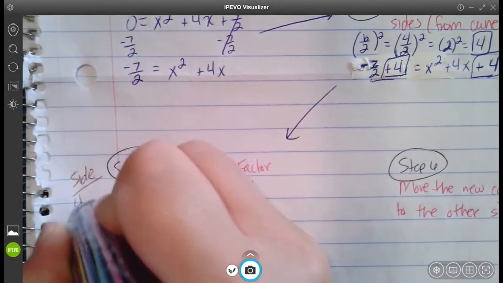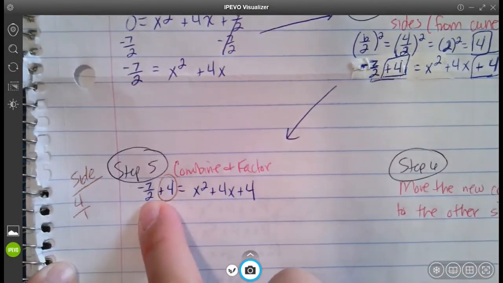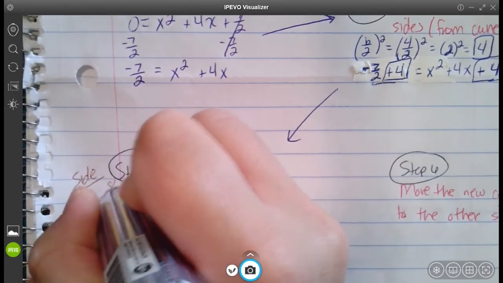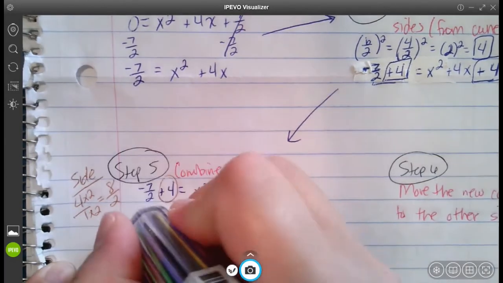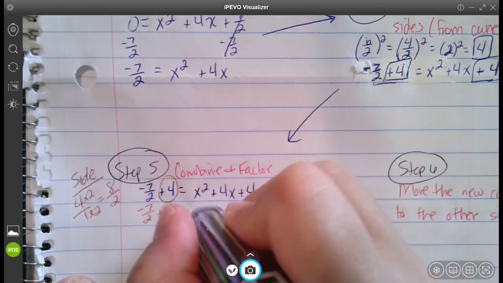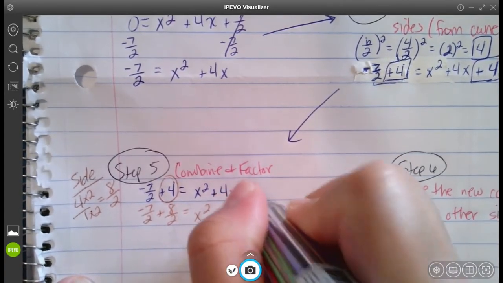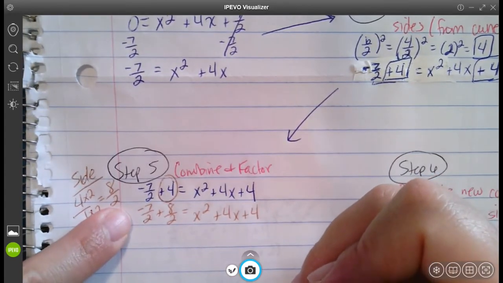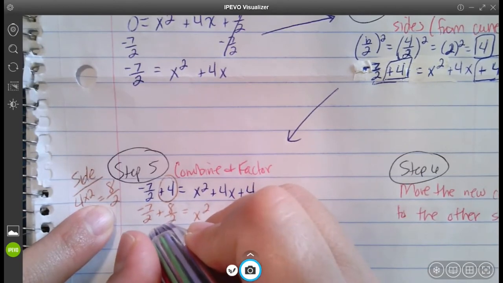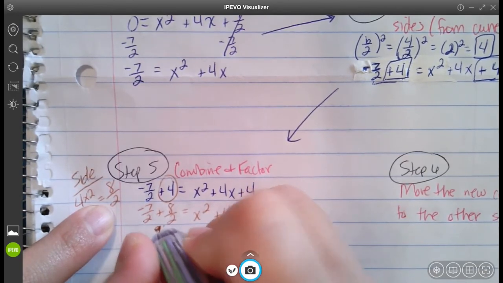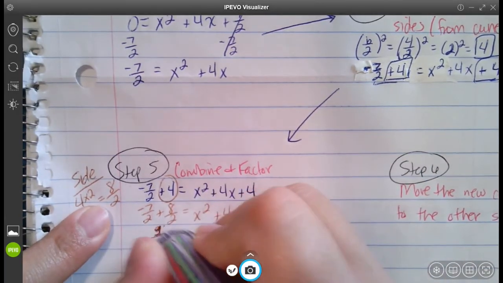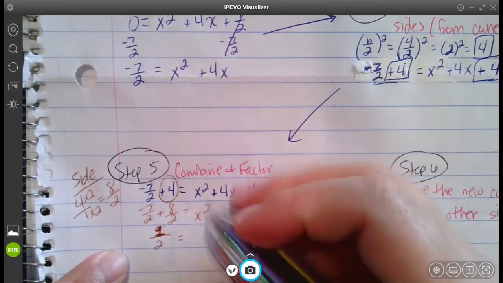Remember that 4 is the same as 4/1. To get a denominator of 2, we multiply both the numerator and the denominator by 2, which gives us 8/2. So this is just -7/2 plus 8/2 equal to all this. The denominator stays the same for now. We add the numerators, so -7 plus 8 is +1. I'm just full of mistakes today. So we have 1/2 is equal to all this.